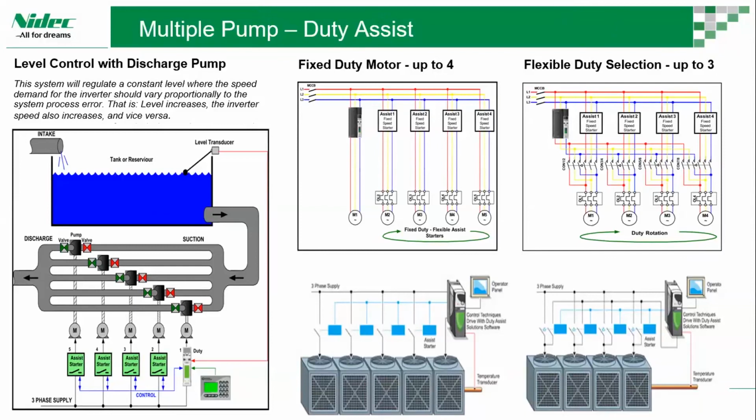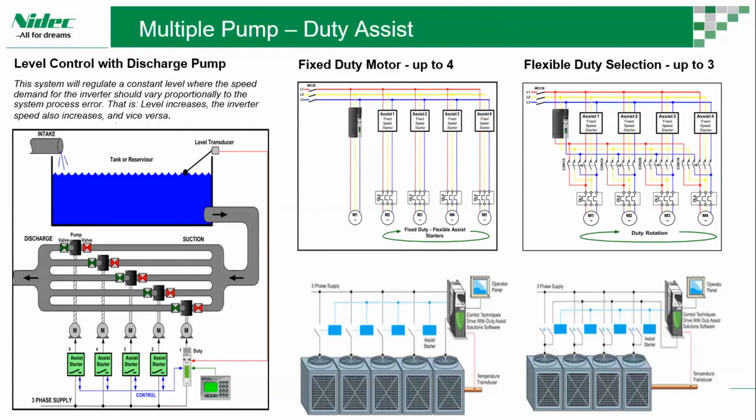You can see a typical example where we have a tank or reservoir with an inlet being filled, and there will be a level transducer connected to your drive, which will monitor the level. Based on the pressure level demand, the drive will switch over and start assist start 1, and if assist start 1 runs at full speed and demand is still higher, the drive will take a call to start the next starter. Like this, it will keep continuing up to 4 starters.